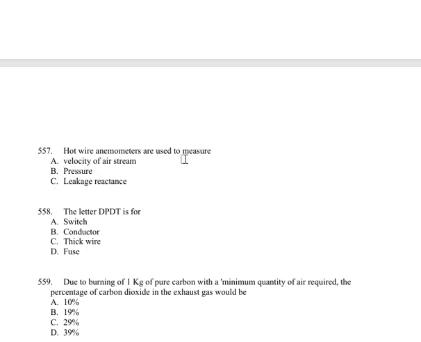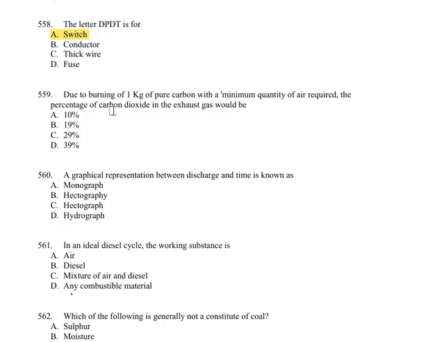Hot wire anemometers are used to measure the velocity of an airstream. Method BPDT is for switch. Due to burning of 1 kilogram of pure carbon with the minimum quantity of air required, the percentage of carbon dioxide in exhaust gases would be 29%. A graphical representation between discharge and time is known as a hydrograph.